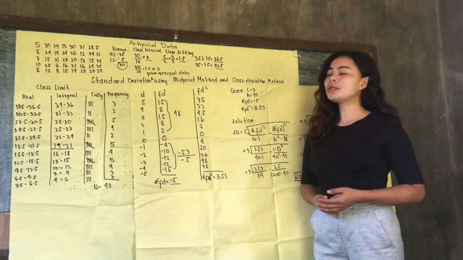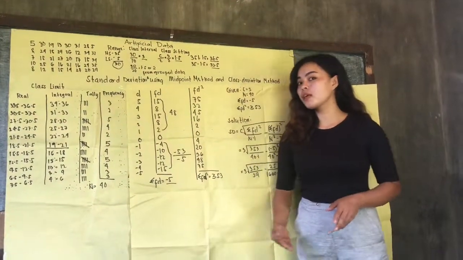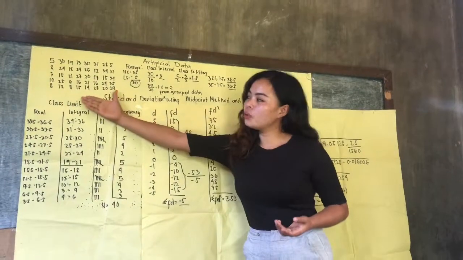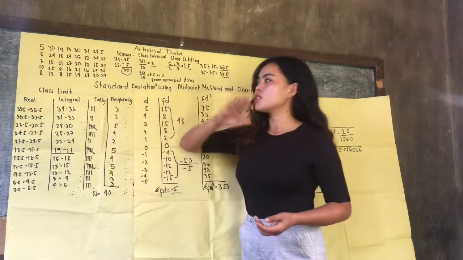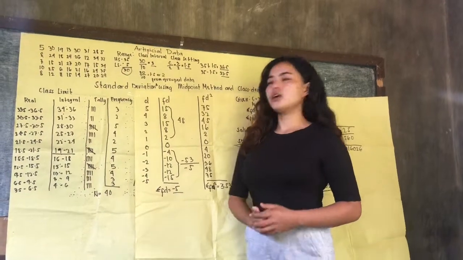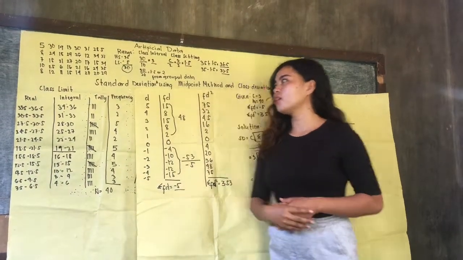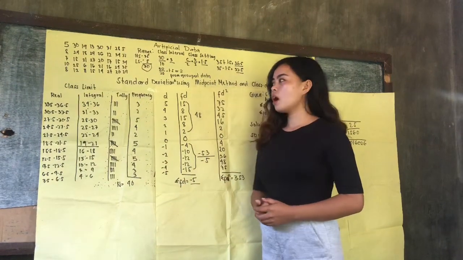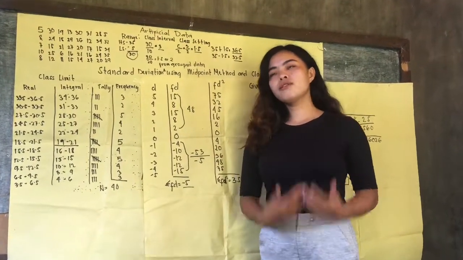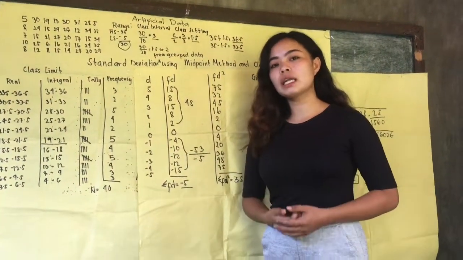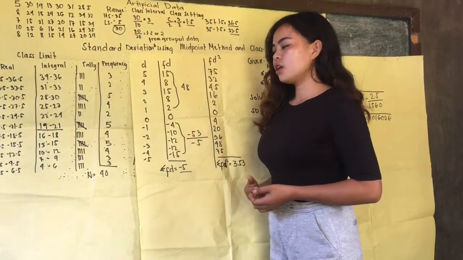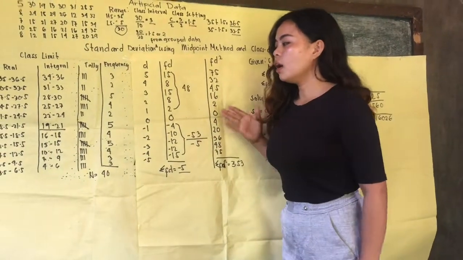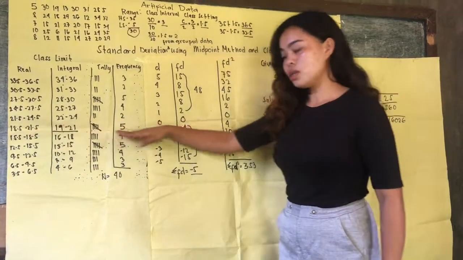So this time, we will be discussing the standard deviation from group data using the class deviation method. So as you notice, in this table, we have the same class limit as well as the same frequency from our topic earlier, which is the standard deviation from group data using the midpoint method. So for now, we will be working for our deviation. So for the deviation, you only have to choose an arbitrary origin, whether it is from the bottom, the center, or the top. So in this table, the center class limit was chosen.